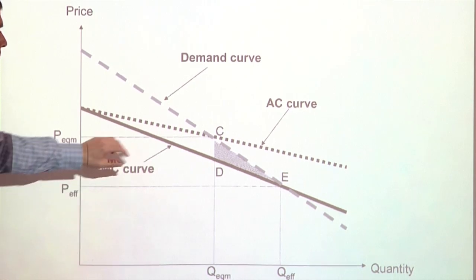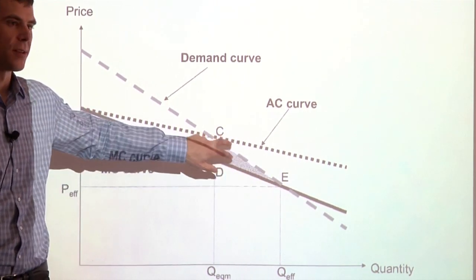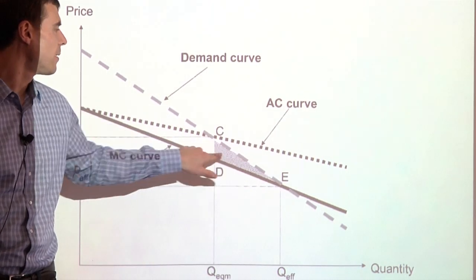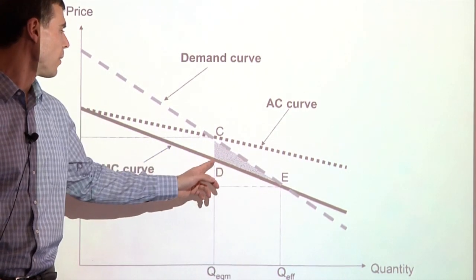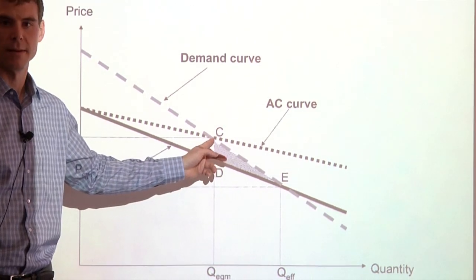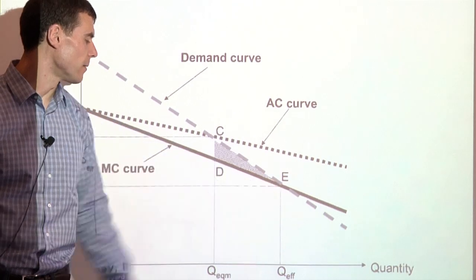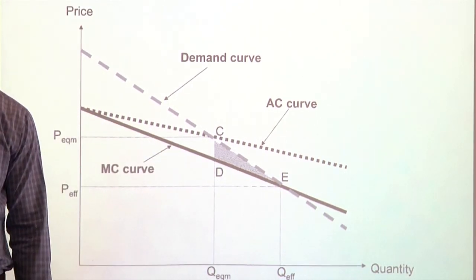And so in this world, you can actually represent the welfare loss as just the difference between the demand curve and the marginal cost curve between the points where the market is actually in equilibrium and the point where it would be efficient to provide those insurance contracts. Okay.